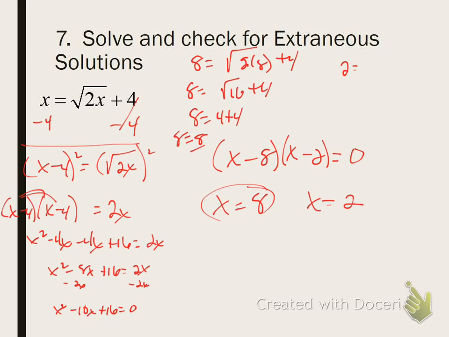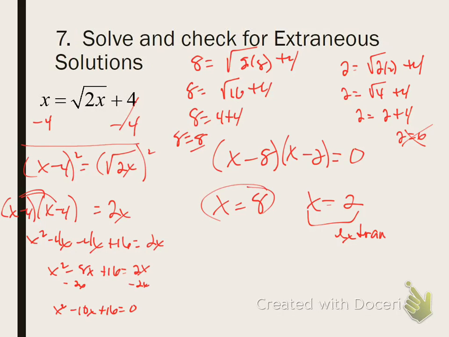Check the other one. 2 equals the square root of 2 times 2 plus 4. So 2 equals the square root of 4 plus 4. 2 equals 2 plus 4. Uh-oh, 2 equals 6? That's not right. That means that this guy must be an extraneous solution. As long as we solved it correctly, and we did, x equals 2 is going to be an extraneous solution. So make sure that you write that out and let us know that that guy's extraneous. Okay?